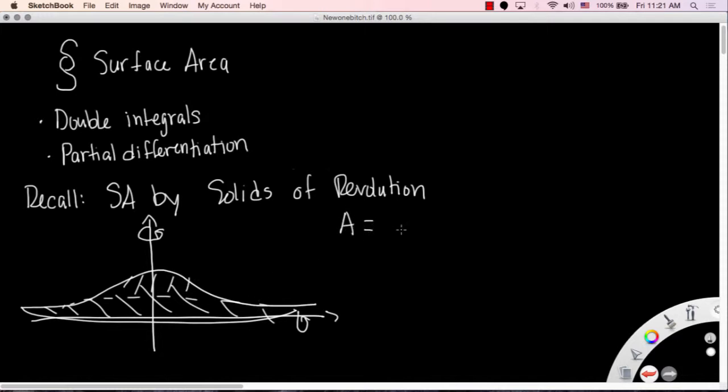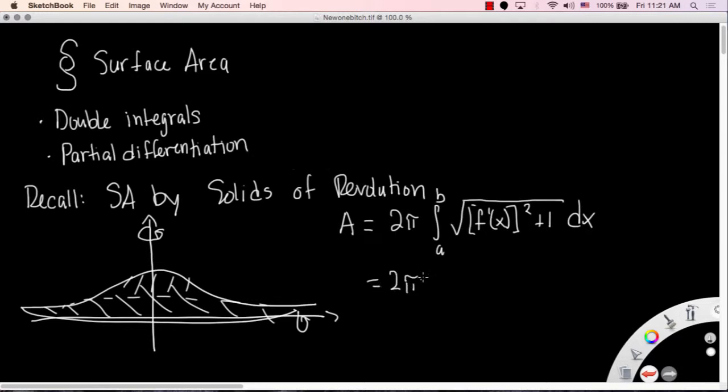If we rotate it about the y-axis, we'll define the surface area to be 2 pi times the integral from a to b of the square root of f prime of x, quantity squared, plus 1 with respect to x. Or if we rotate it about the x-axis, it would be 2 pi times the integral from a to b, square root of f prime of y, quantity squared, plus 1 dy.